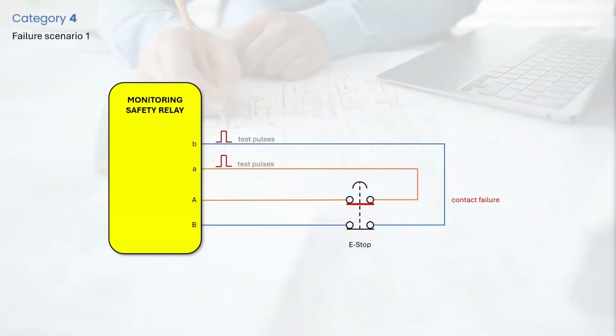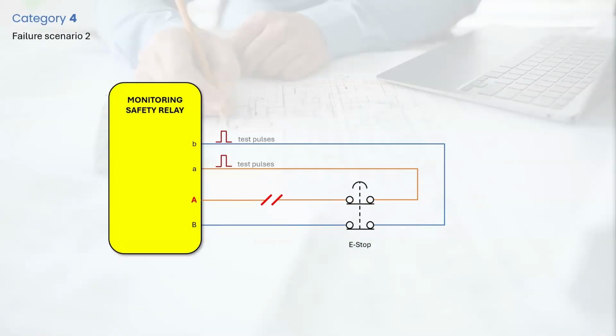Consider this scenario where one of the contacts has failed, which could either be a welded or stuck contact, or a mechanical failure of the contact, or even intentional tampering, like bypassing a contact. When the e-stop button is pressed, we have what is known as a mismatch condition, and this leads to a safe state. However, the safety relay will not be able to reset until the fault condition is rectified.